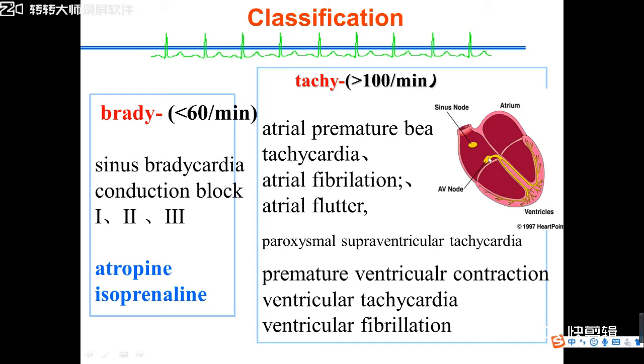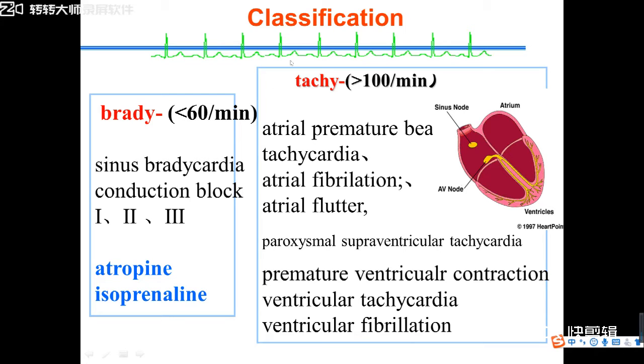Here is the AV node. If the arrhythmias are formed from here, the AV node, we call them paroxysmal supraventricular tachycardia. And then here, the ventricular Purkinje fibers. If the arrhythmia occurs in the ventricle, we call it ventricular arrhythmia. Ventricular arrhythmias include premature ventricular contraction, ventricular tachycardia, and ventricular fibrillation.